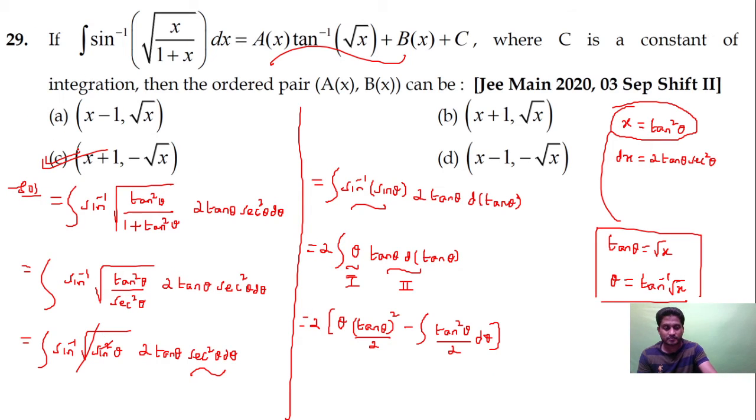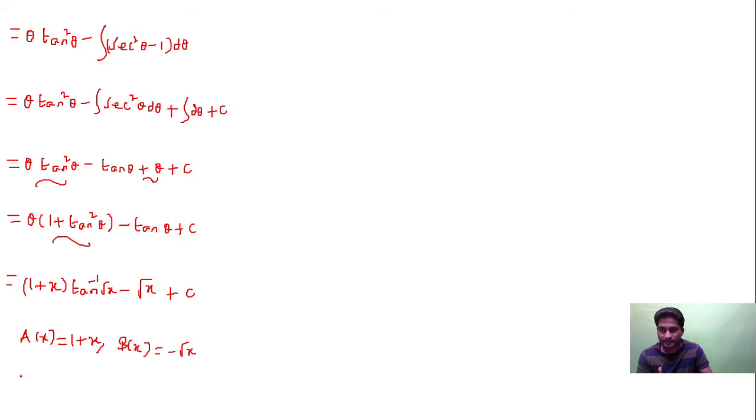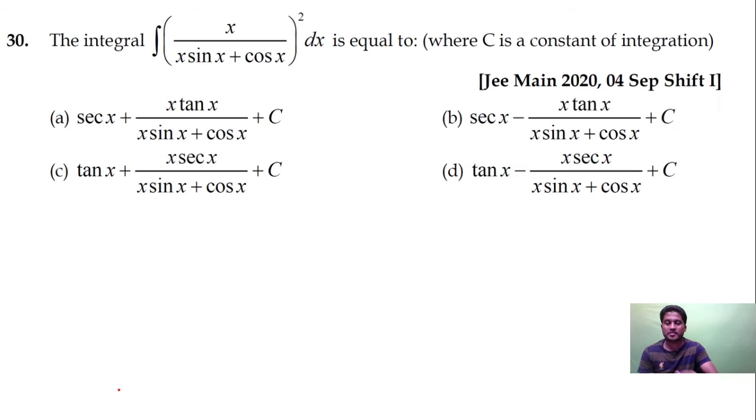Right? Let's move to the next question, guys. If you want, I'll write here. So what am I supposed to find? I'm supposed to find out what is a of x comma b of x. So a of x is equal to 1 plus x and b of x is equal to minus root x. That's the answer, guys. Let's move to the next question.